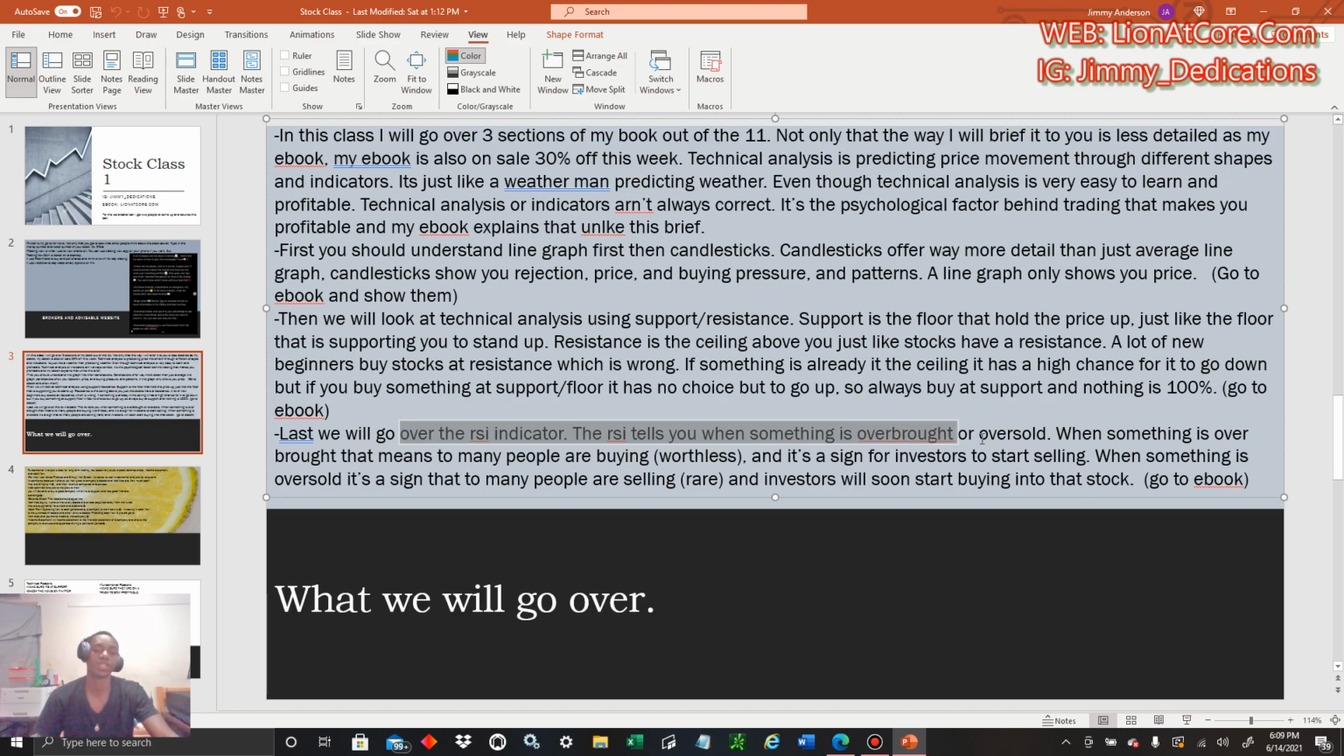The RSI tells you when something is overbought or oversold. When something is overbought, that means too many people are buying it and it's worthless. It's not rare. Too many people bought it. Too many people used her. Don't nobody want it no more. And it's a sign for investors to start selling. We don't want her no more. When something is oversold, it's a sign that too many people are selling. It's rare. And investors will soon start buying into that stock.